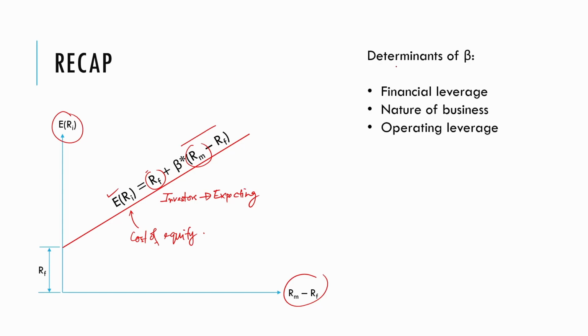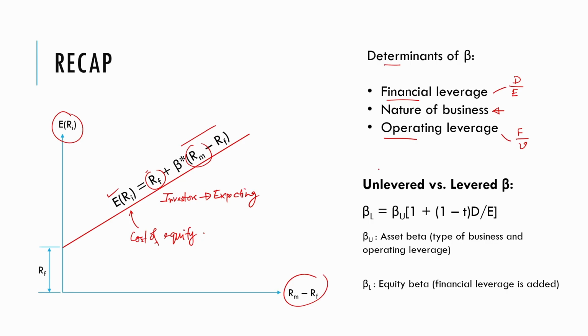And we have also seen that there were three determinants of beta. One is your financial leverage, another one is your nature of business, and finally the operating leverage. The nature of business is very clear, the type of industry or the nature of business itself. Financial leverage is the ratio of debt to equity, and operating leverage is the ratio of fixed cost versus variable cost. So these things were discussed.